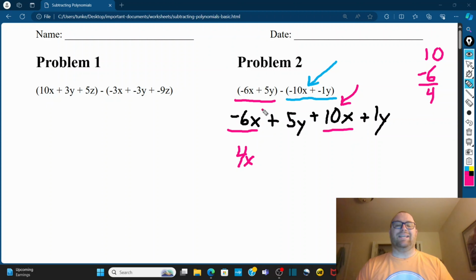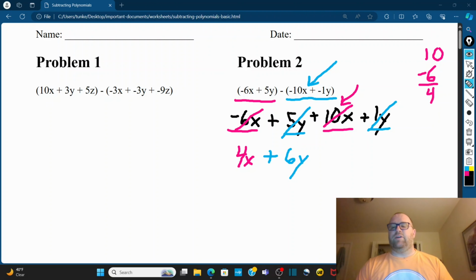And I've taken care of the x's now, so I'm going to cross these off. I'm going to move to my y's. So I have 5y and 1y. So 5 plus 1 is 6. So we have plus 6y. I'm done with the y's now, so I'm going to cross those off.